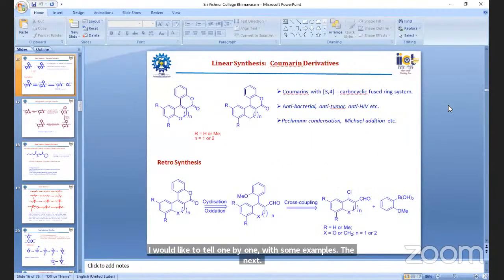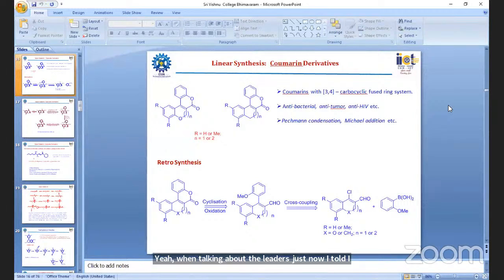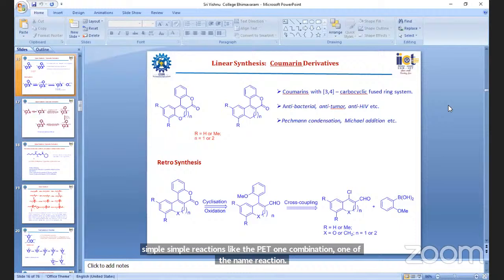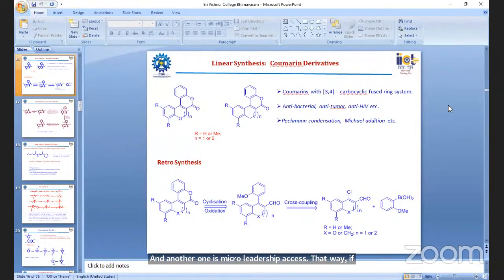When talking about linear synthesis, I took coumarin, one of the coumarin compounds. Just now I talked about dicumarol as well as warfarin. If you take one example, a carbocyclic fused ring system having antibacterial, anti-tumor and anti-HIV activity, the reactions can be conducted using simple reactions like Pechmann condensation, one of the name reactions, and Michael addition reactions. If you use these reactions, you can make these molecules. For example, you see the retrosynthesis.